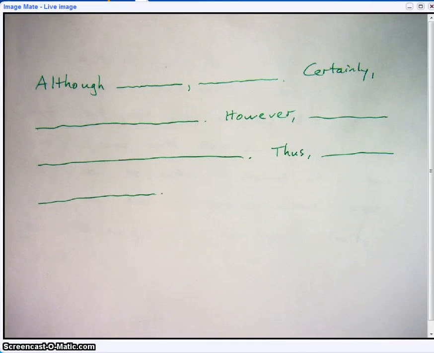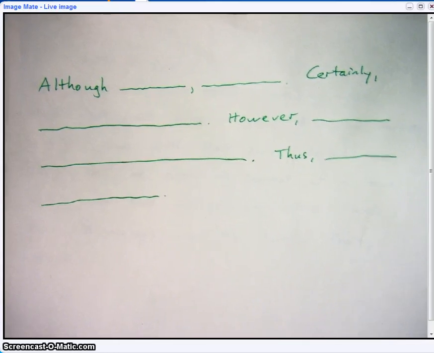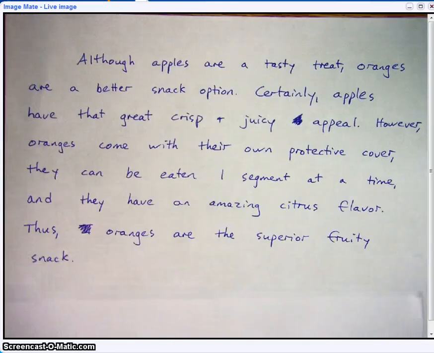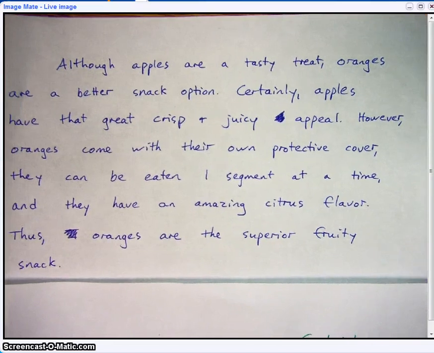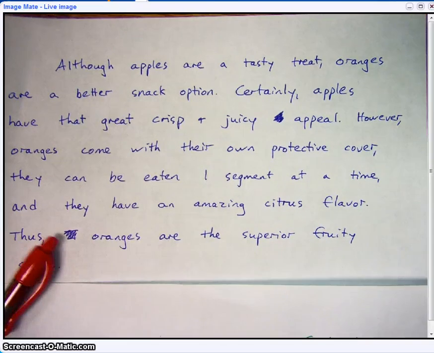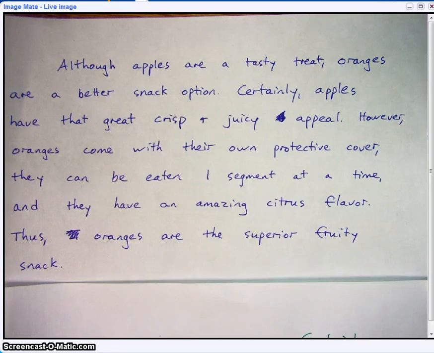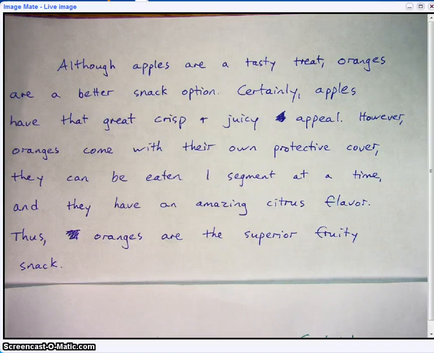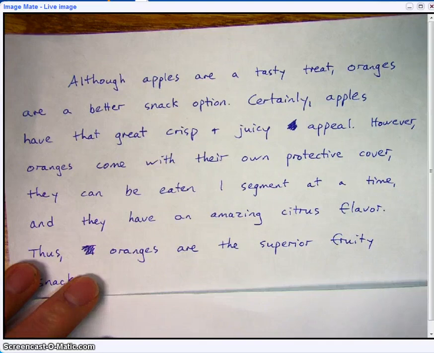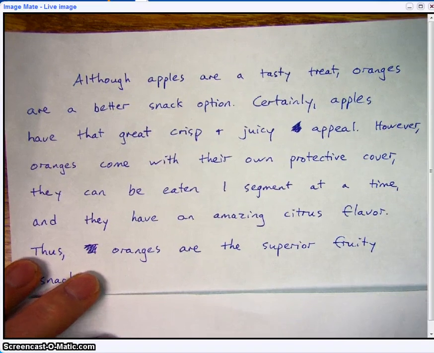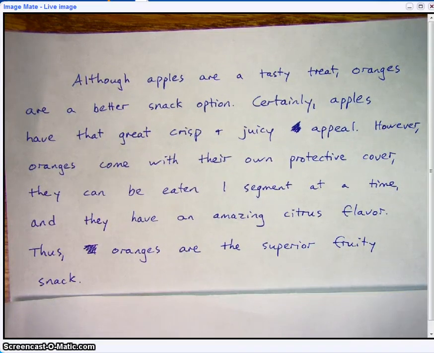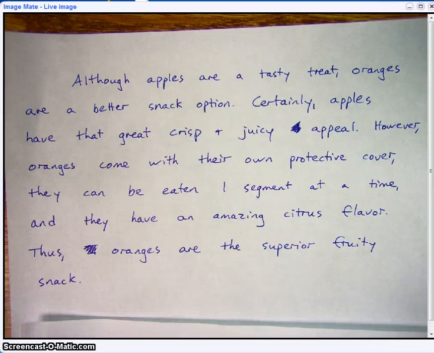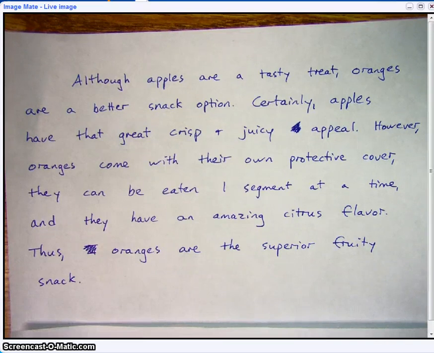Okay, by now you have copied down the basic structure, and now I'm going to show you a finished one, and then we'll go back and fill it in. So here we have a little thesis statement that I have written up about apples or oranges, which is the better fruit snack. So here's what I have done. I have written, although apples are a tasty treat, oranges are a better snack option. Certainly, apples have that great crisp and juicy appeal. However, oranges come with their own protective cover. They can be eaten one segment at a time, and they have an amazing citrus flavor. Thus, oranges are the superior fruity snack.